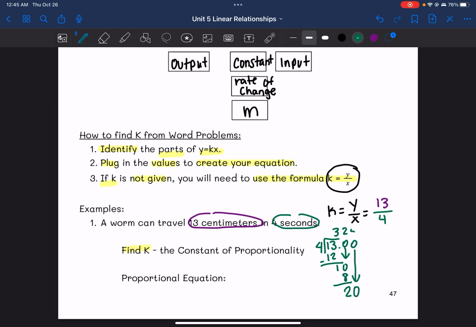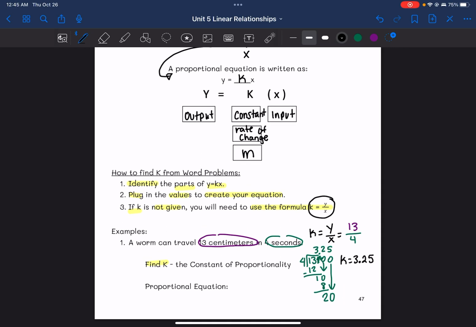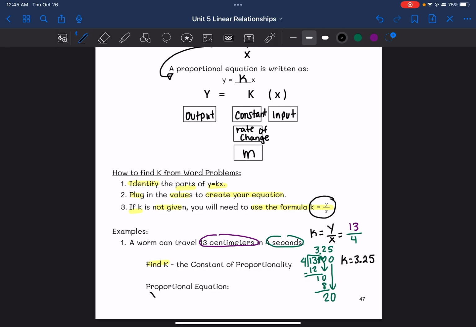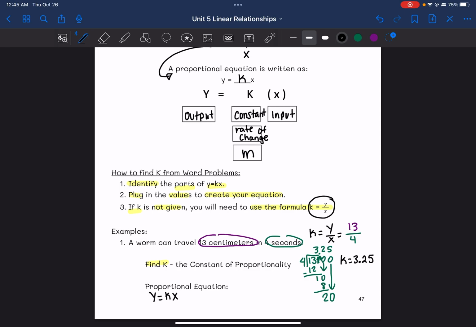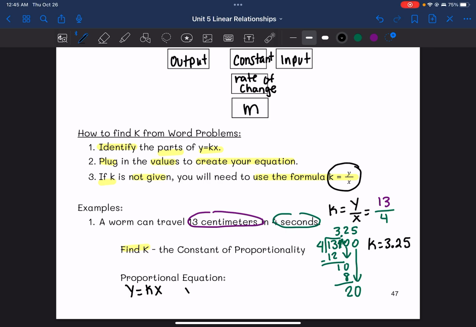4 can go into 20 five times. And then all I have to do is bring up my decimal. So here I have that K is going to be 3.25, okay? And if we look at the proportional equation, remember that is going to be y equals kx. So to write this, all we do is do y equals 3.25x, okay? That is a proportional equation.